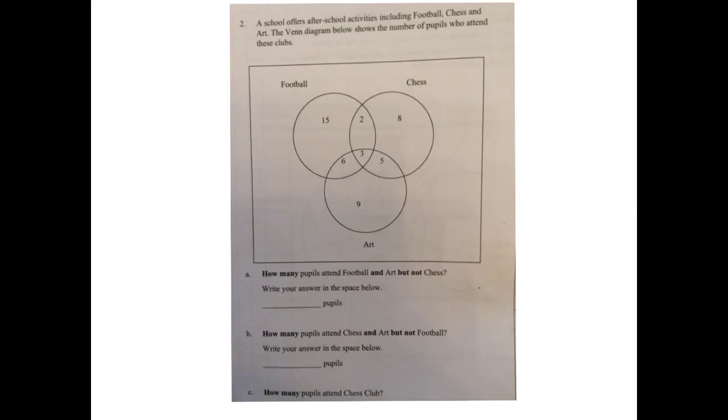Well, let's look at the first question. How many pupils attend football and art, but not chess? So we're only interested in the people who go to football and art, but not chess, so we don't want anybody in the chess sections. So we can see there in the centre, football and art. The answer is 6. Let's remove those so it doesn't confuse us with the next question.